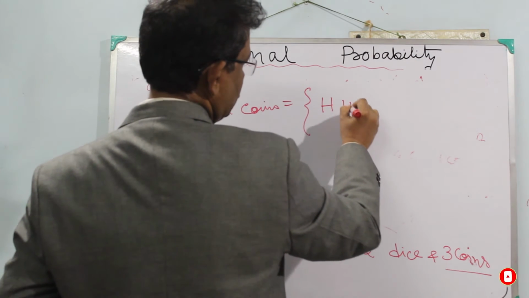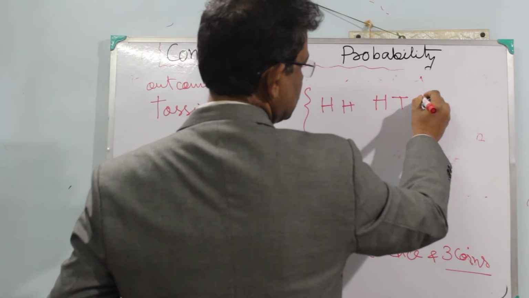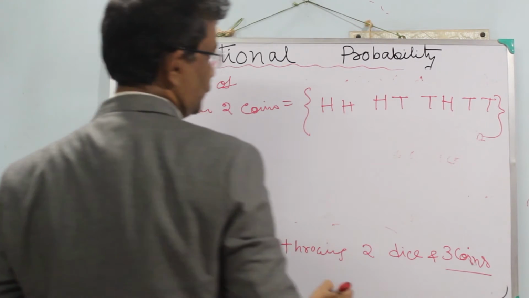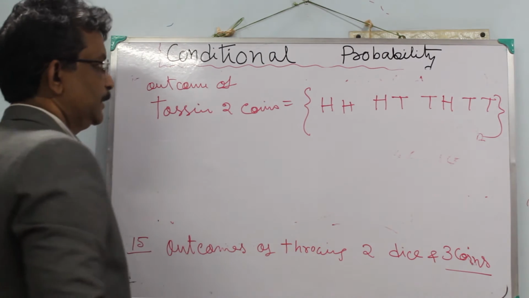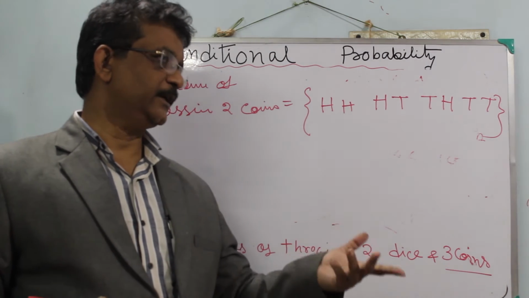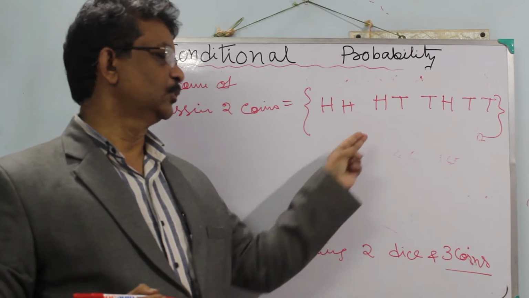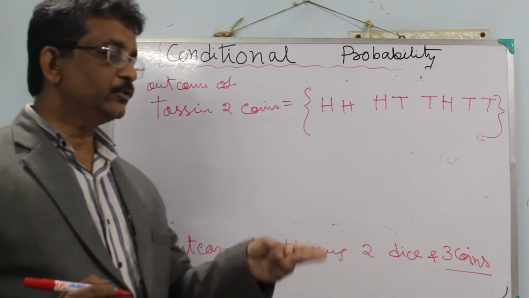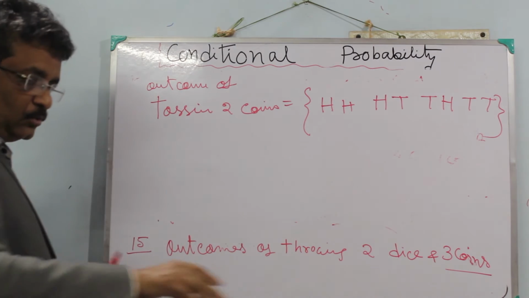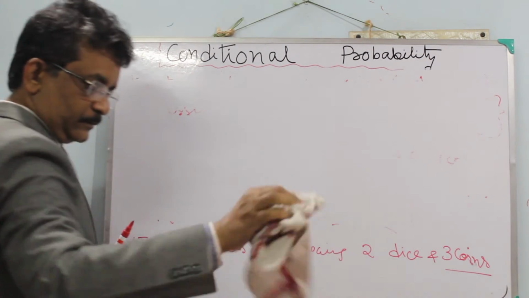Head head, head tail, tail head and tail tail. These are the 4 outcomes. And if you toss 1 coin, there are 2 outcomes, head and tail. Then if 2 coins, 2 into 2, 4. If 3 coins, 2 into 2 into 2, that means 8 possible ways. So what are those 8 outcomes in throwing 3 coins?